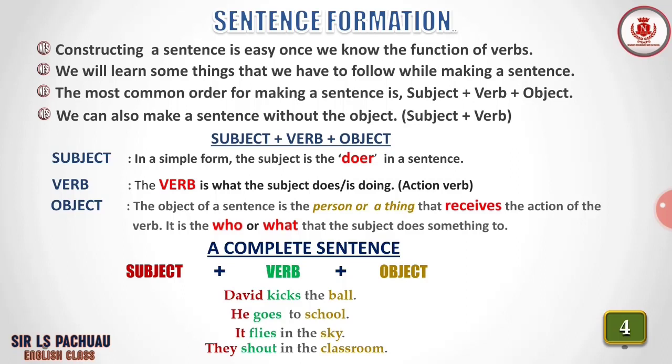It flies in the sky. It is the subject. Flies. It can be a bird. But if we say bird, that will be a noun. But we are using a pronoun here. Pronoun called it. And the action here is fly or flies. Alright, the verb. And who or what? Where? The receiver here is the sky. It flies in the sky. So sky is the object.